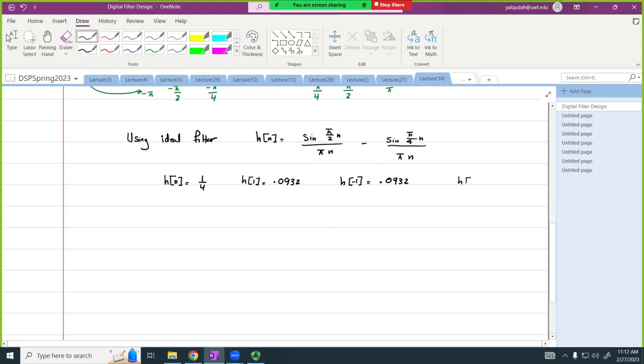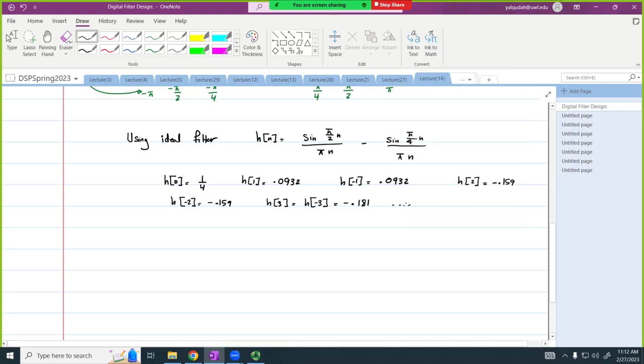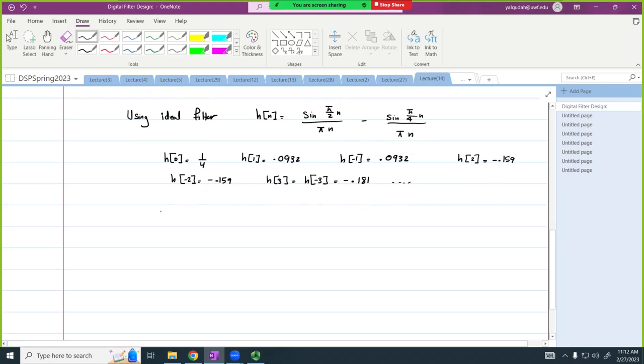I can get h of 2, which is going to equal negative 0.159. h of negative 2 is going to equal negative 0.159. h of 3 is going to equal negative 0.181, and so on. I could have written all of this the same way. This is going to go from negative infinity to infinity. Make sense? Okay.